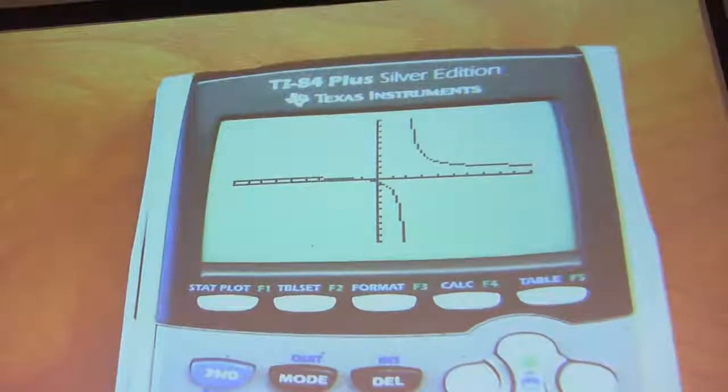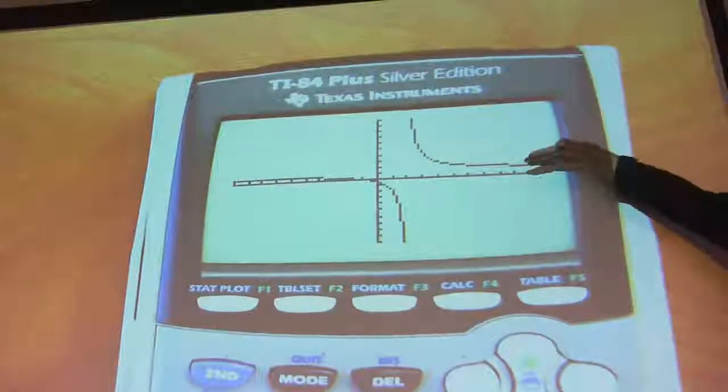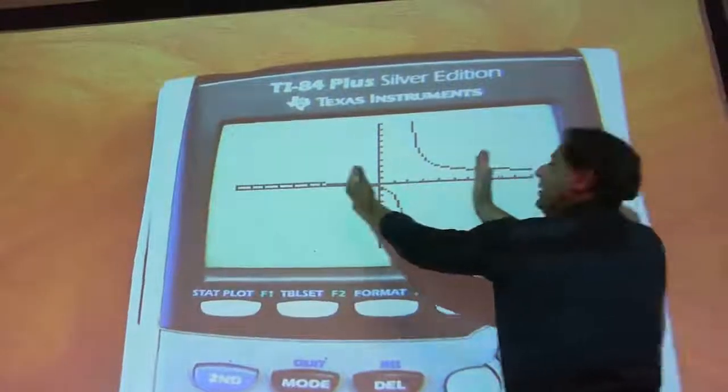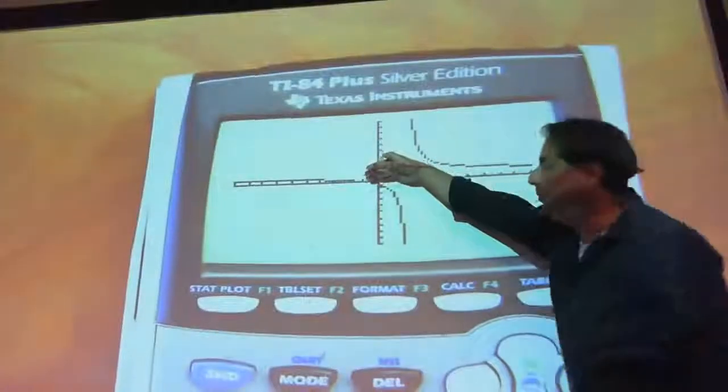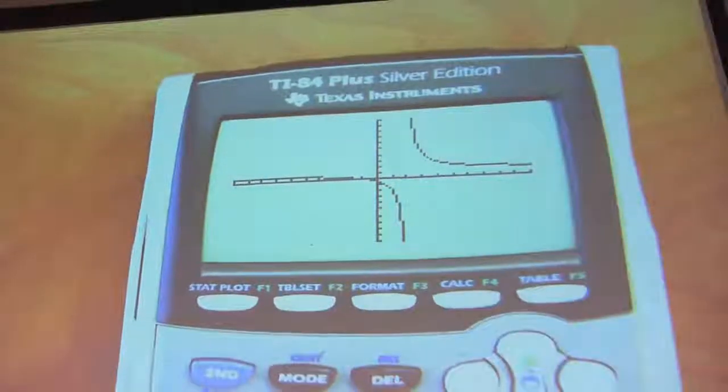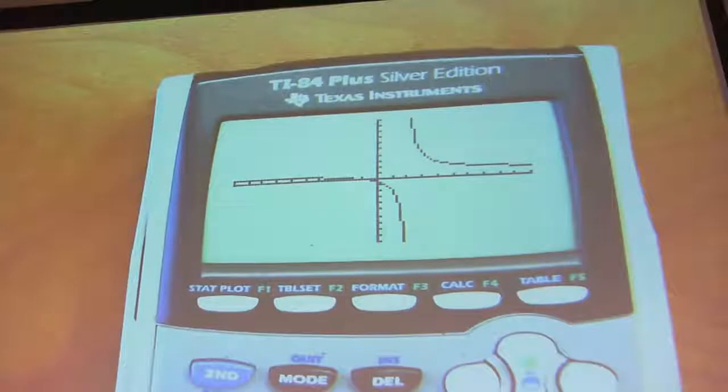Yeah, so this is 0. Where is the graph above 0? It's above 0 here, and it's above 0 here. It is below 0 here and here. Are we okay? So what does a sign chart do?